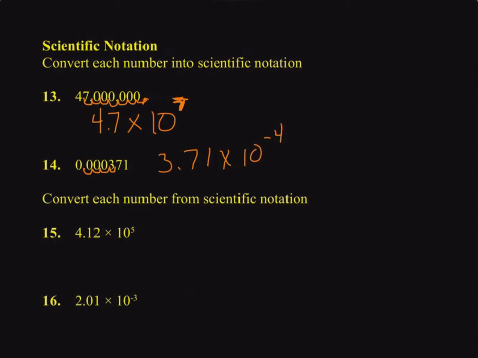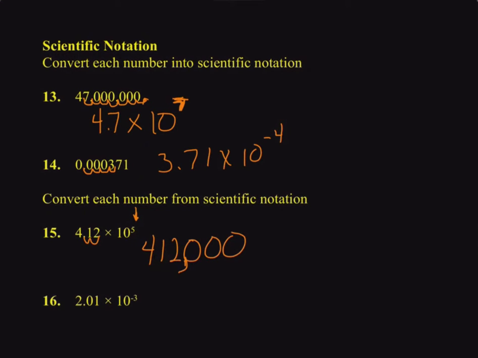Now, if I'm converting from scientific notation, then the exponent tells me how many places I have to move that decimal. Since this is 10 to the 5th power, it's 10 times 10 times 10 times 10 times 10, then you know that's going to be a big number. So I'm going to have to move that decimal point over to the right, 4.12, that's moving it twice, and I have to move it 3, 4, 5 times. So the number is 412,000.